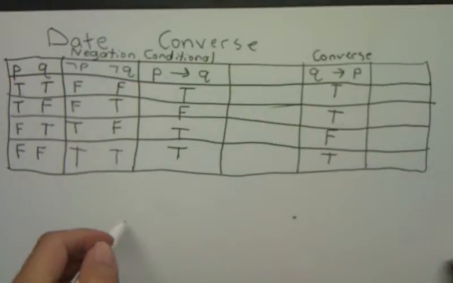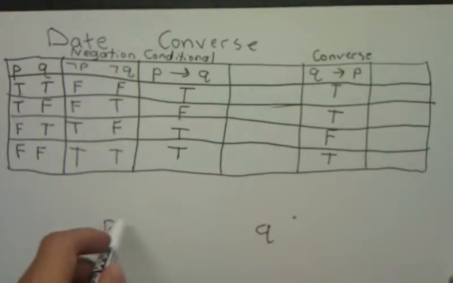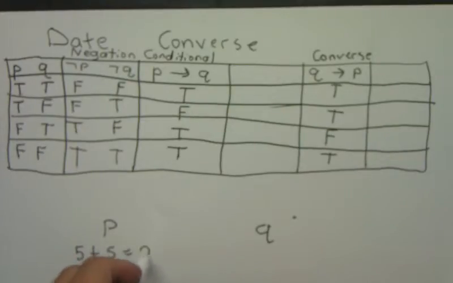It's easier if you establish what P is and what Q is. For example, if I say, if 5 plus 5 is 20, so P is 5 plus 5 equals 20. Q is 3 plus 2 equals 5. So your statements usually have nothing to do with each other. They're just two different statements.